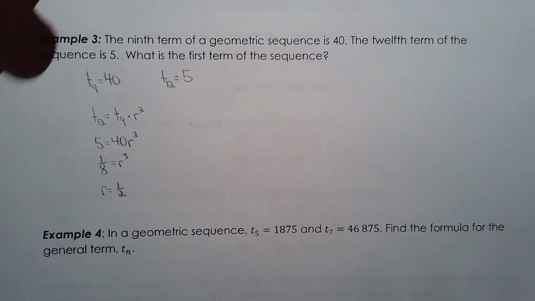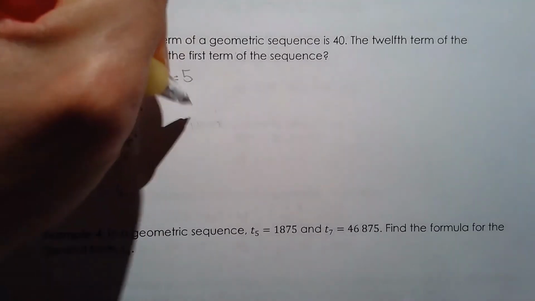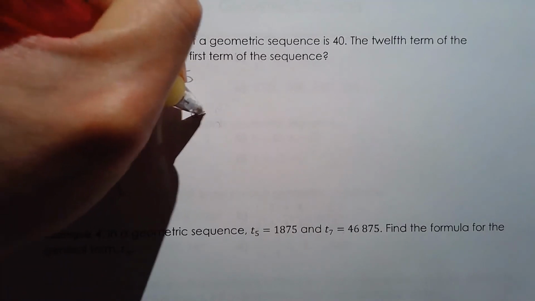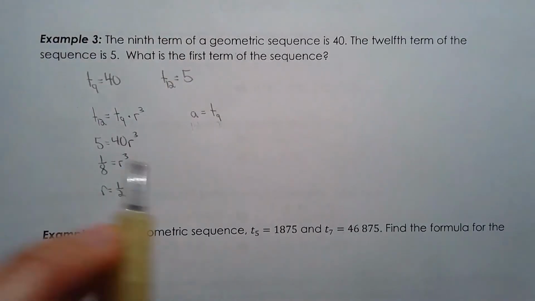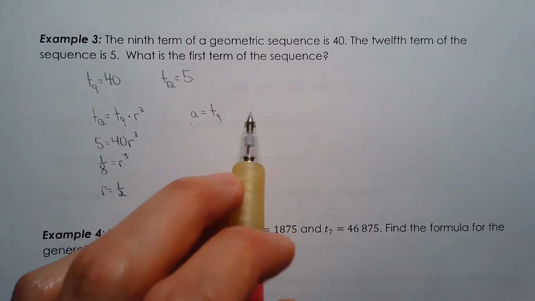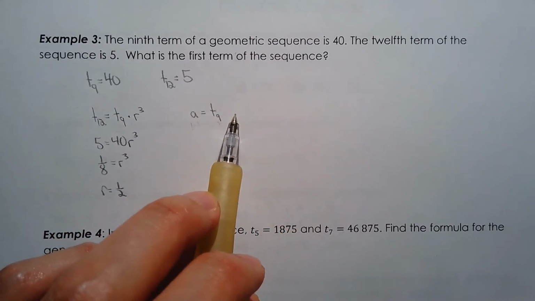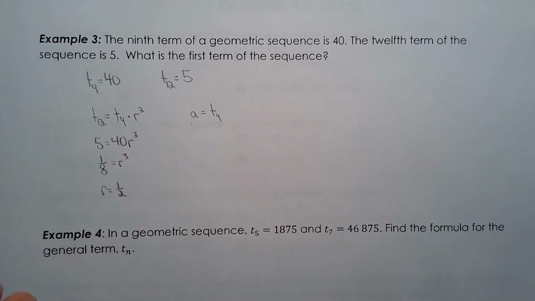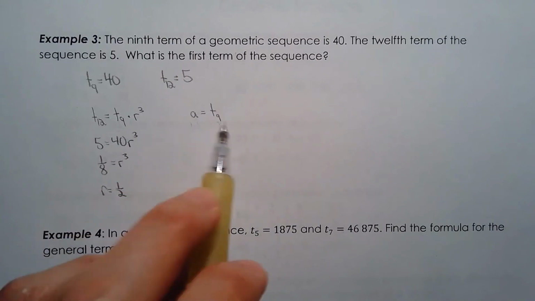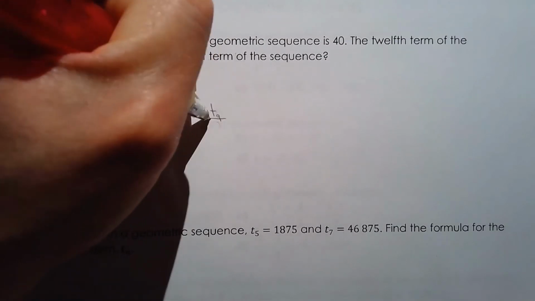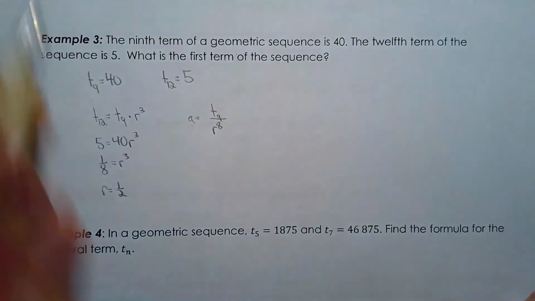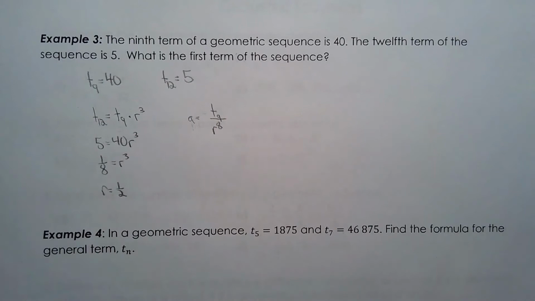Let's see. There's a lot of different ways I can do this. I can say that the first term is equal to the 9th term, and instead of multiplying by the common ratio, what we're going to do is divide, because you want to go backwards, right? You want to go to the first term. Okay, t sub 1, you want to go backwards, so you want to divide by the common ratio 8 times. So divide by r to the power of 8. Right? So if you have the 9th term, you want to divide by the common ratio 8 times, and that will bring you to the first term.